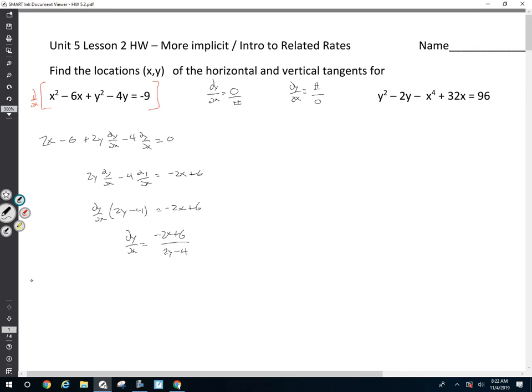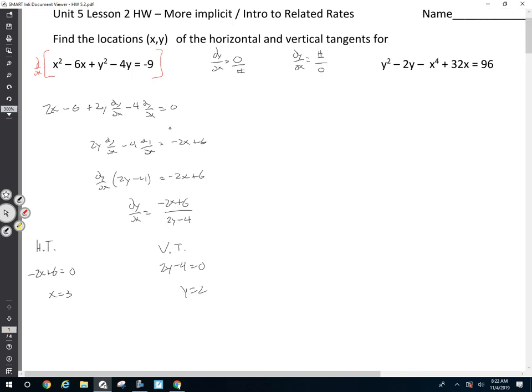Okay, horizontal tangents. The numerator will equal 0. I'll get x is equal to 3. Vertical tangents. The denominator will equal 0. I'll get y is equal to 2.